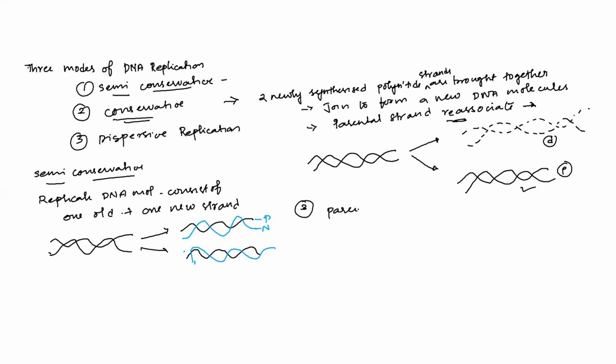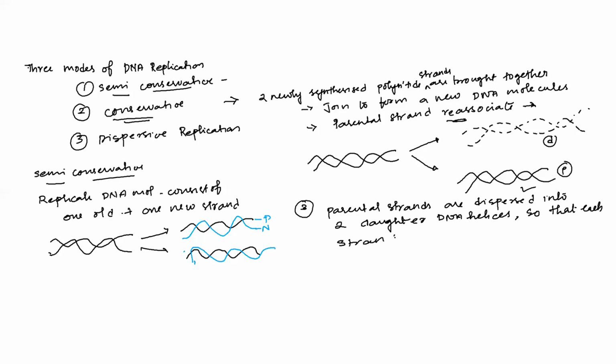Now, talking about the last one, that is the dispersive type of replication. Here, the parental strands are dispersed, as the name itself suggests, right? They are going to get dispersed into the two daughter DNA helices, so that each strand is formed of some part of parental and some parts of new DNA strands.